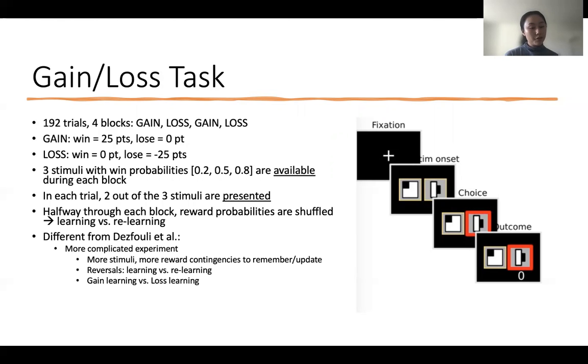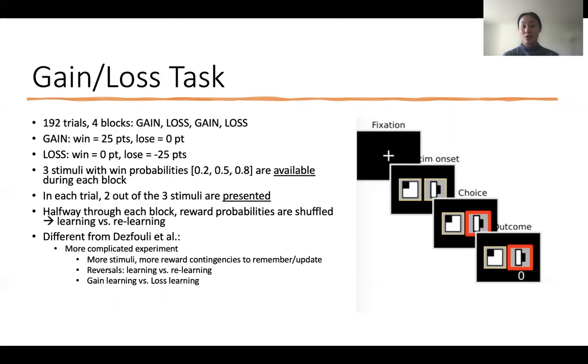So what's different from Desfuli et al. is that, first of all, we had a much more complicated experiment. We had more stimuli, so more reward contingencies to remember and update. In Desfuli et al., they only had two stimuli, whereas in our case, we had 3 available per block. And then we have 4 blocks, so 12 stimuli in total.